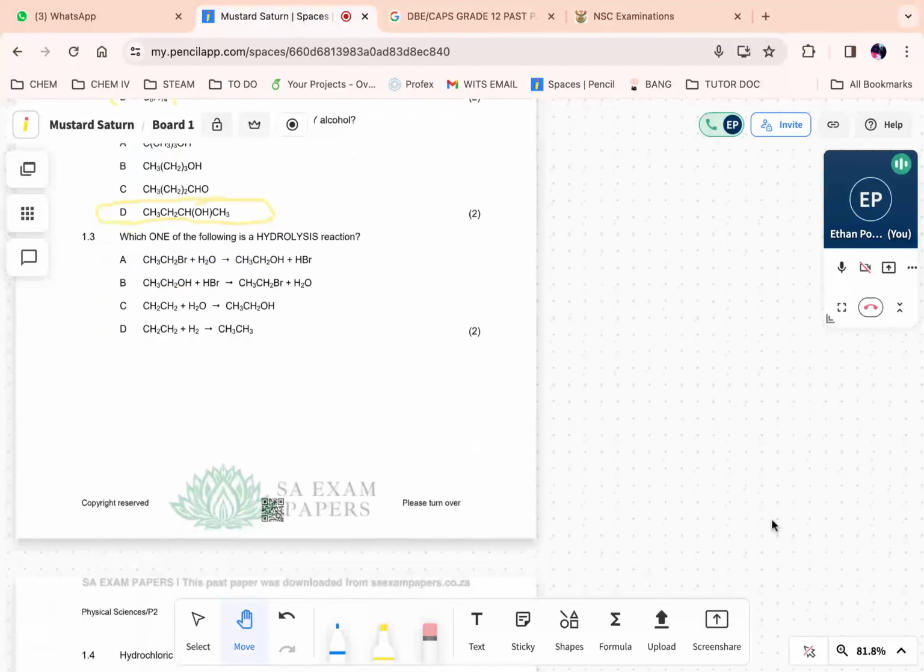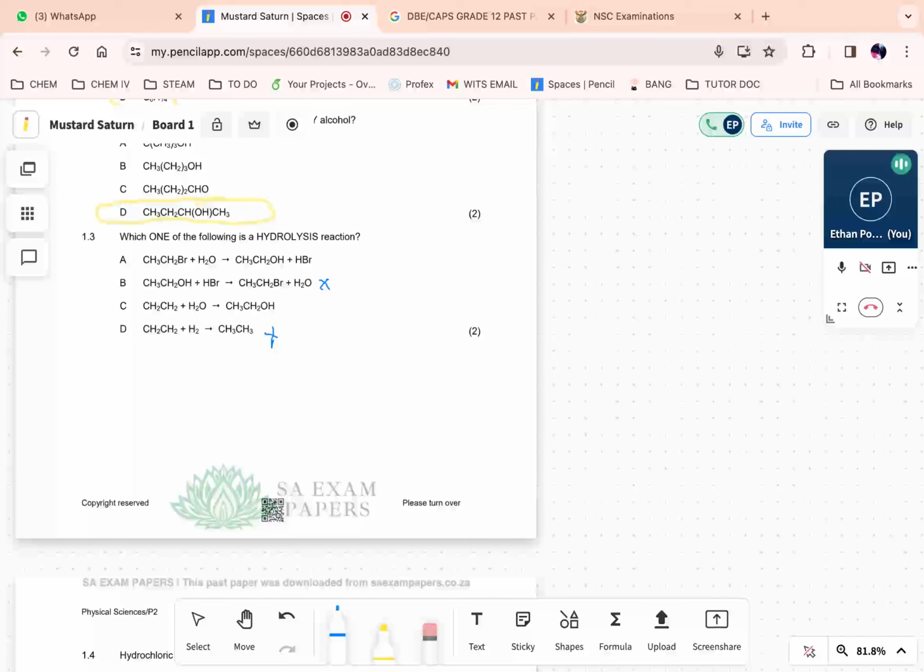Moving on to number 3, they're asking us for a hydrolysis reaction. What is a hydrolysis reaction? Well, it involves water. That's the first part. So already we can eliminate B. B does not involve water as one of the reactants. Water is in the product, but not the reactants. And D is out as well because there's no water at all. So it's between A and C.